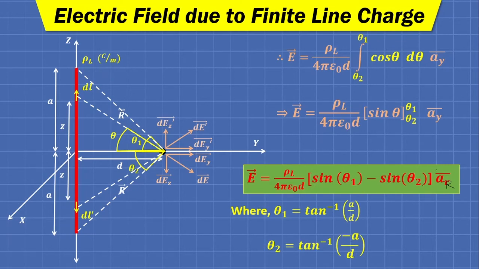Here theta 1 can be determined by tan inverse a by d, and theta 2 can be found out by tan inverse minus a by d. For unsymmetrical distributions, we just need to determine the angles between both the ends and the point of interest P.